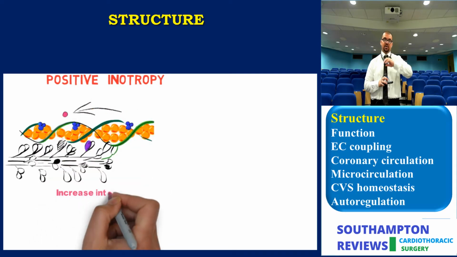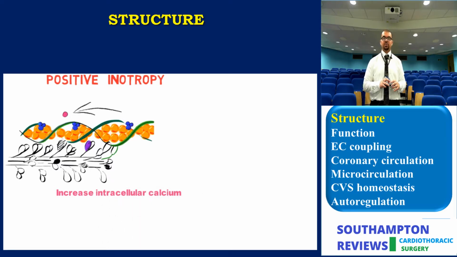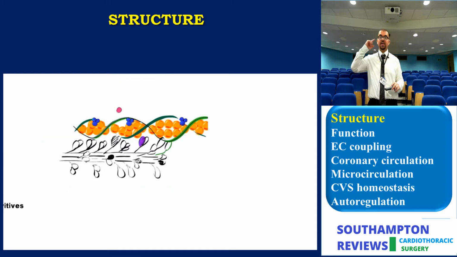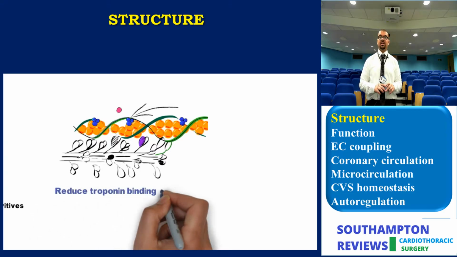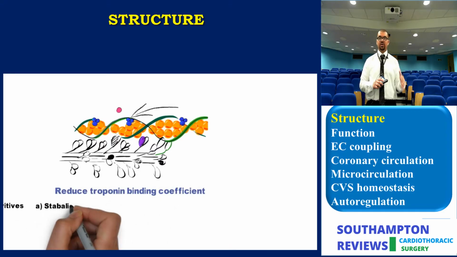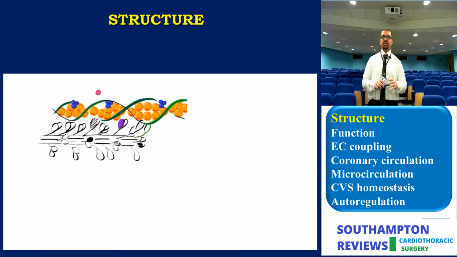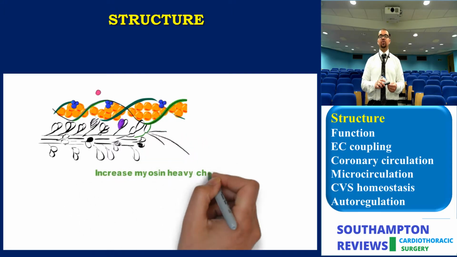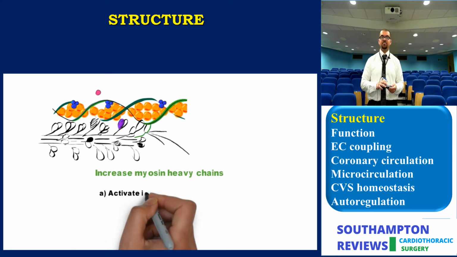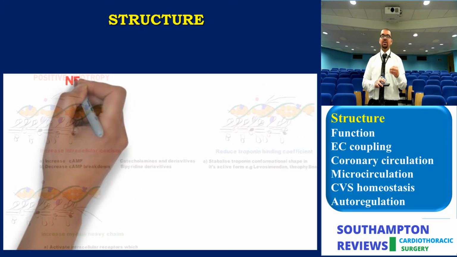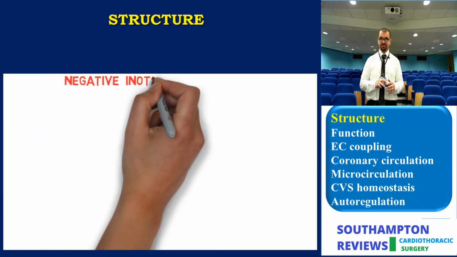Understanding the cross-bridge cycle enables you to understand various mechanisms of positive and negative inotropes. Positive inotropes essentially exhibit three main effects. One, increasing intracellular calcium, either by increasing adenylate cyclase activity, such as catecholamines and their derivatives such as adrenaline, noradrenaline, dopamine, or by reducing phosphodiesterase activity, such as bipyridine derivatives like milrinone or amrinone. The second mechanism is increasing troponin affinity to calcium, such as levosimendan and theophylline. Three, increasing myosin heavy chains, such as thyroxine.